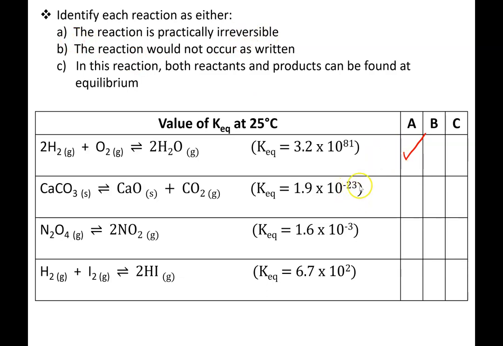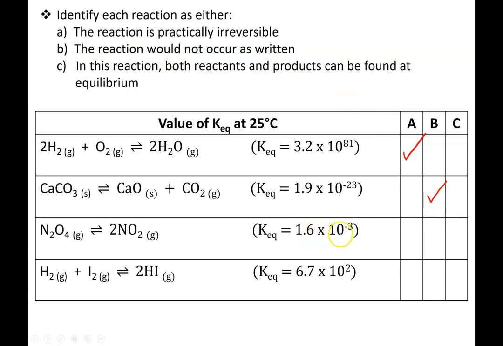In our next example, we have a negative exponent. That tells me that the denominator is significantly bigger than the numerator. So at equilibrium, we would have a lot more reactants than products. And so the best descriptor for this one would be B. The reaction would not occur as written.